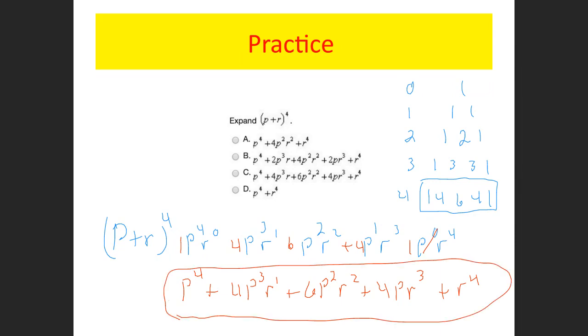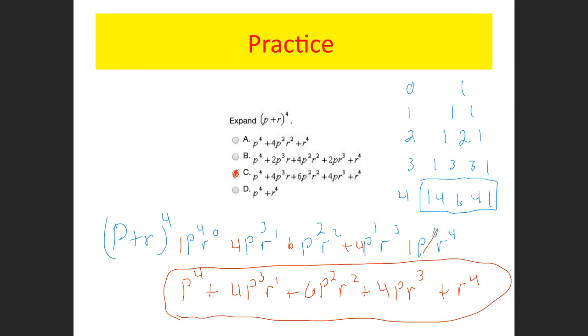I'd still be multiplying this out if I had to do p plus r times p plus r times p plus r times p plus r. This is my answer. Is it up there? P to the fourth, 4p to the third r, 6p squared r squared, plus 4p r to the third, plus r to the fourth. Letter C. So this is called binomial expansion using Pascal's triangle. It's really kind of cool.